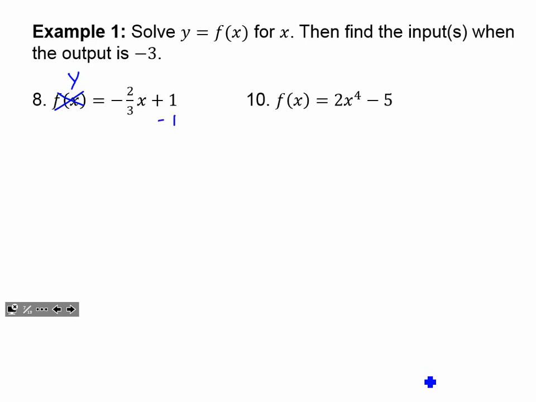So I would first subtract 1 from both sides. Then I have the quantity y minus 1 equals -2/3 x. Then I would want to divide away -2/3 to finish solving for x. Dividing by a fraction is the same as multiplying by the reciprocal. So I would multiply both sides by -3/2.